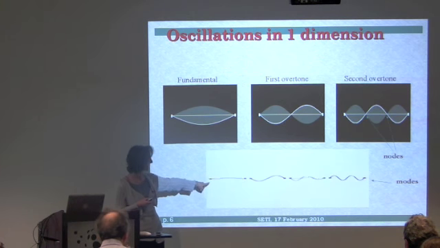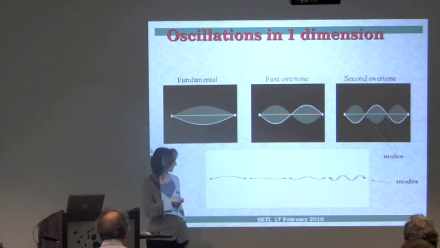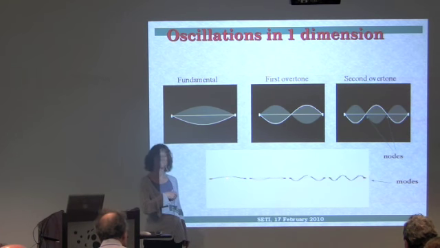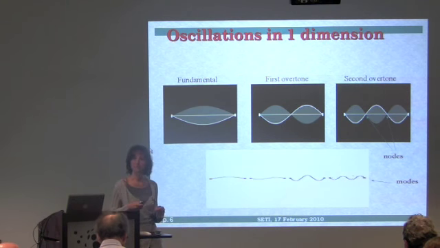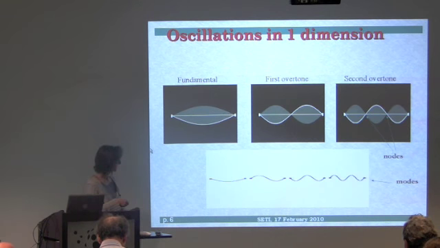That's one number. And you have the number of nodes: 1 here, 2 here, 3 here, and so on. None here, that's the fundamental. If you like to couple that to musical instruments, it's exactly the same, right? So, fundamental, first overtone or first harmonic, depending on your terminology, second harmonic, and so on.